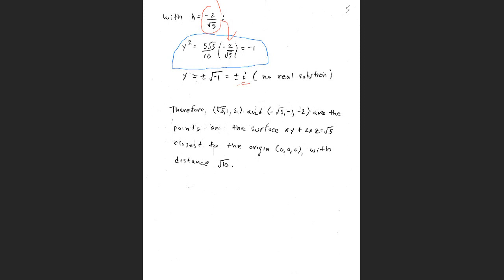So, therefore, it's official. Root 5, 1, 2, and negative root 5, -1, -2 are the points on our surface closest to the origin, with distance square root of 10. Okay, it's official.